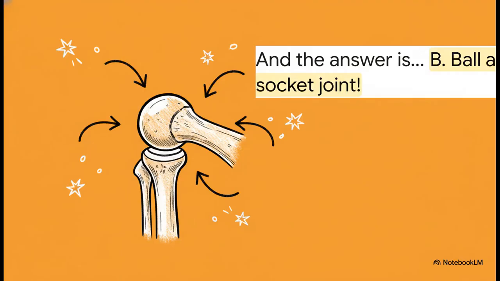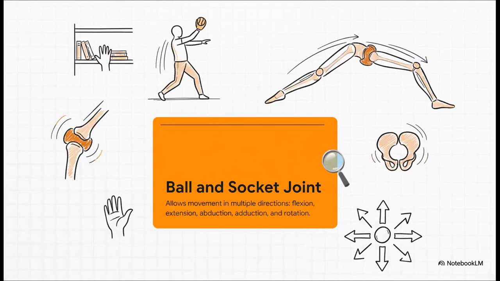And the winner is B, the ball and socket joint. Yep, this incredible design is the secret behind our most powerful and flexible movements. I mean, the name says it all, right? You've got a ball-shaped end of one bone that fits perfectly into a little cup-like socket of another. It's such a simple but brilliant design, and it's what lets your shoulders and hips move in basically any direction you want. Up, down, side to side, all the way around. It's why you can throw a ball and not just flap your arm up and down.